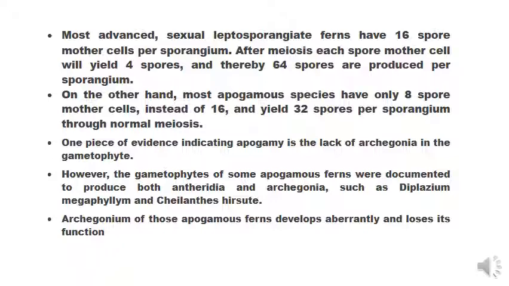But majority plants such as Diplazium, Megaphyllum, they have what happens now, they have both, or the gametophytes produce both Antheridia and Archegonia. So this is the general overview or the general conditions seen in apogamies or apogamous plants.